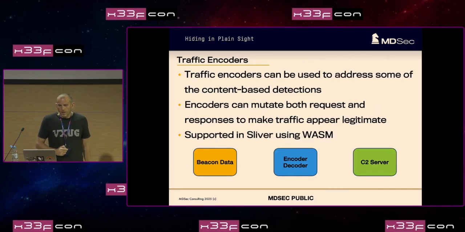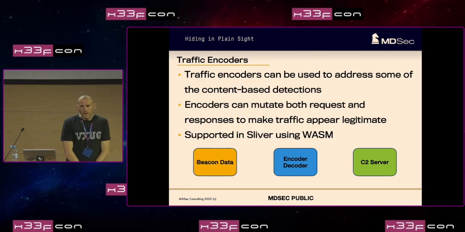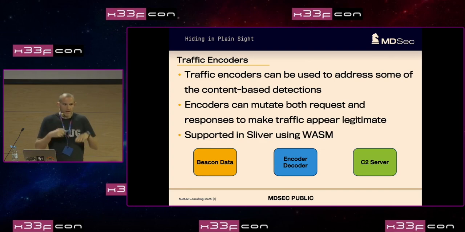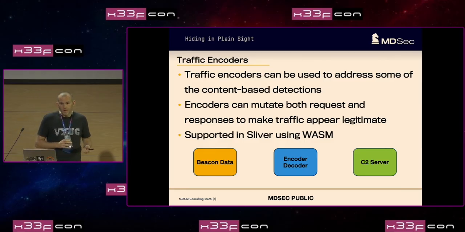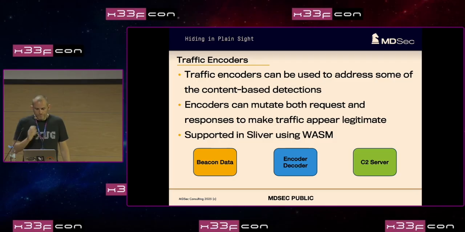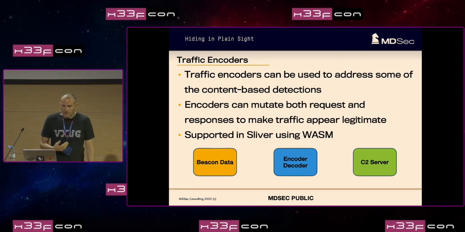Once I got an understanding of how some of the detections can be done for beaconing, I put my red team hat on, and I was interested in how can we get around these? How can we make it less likely that we're going to get detected for suspicious beaconing? And the first idea I had was leveraging this concept of traffic encoders.